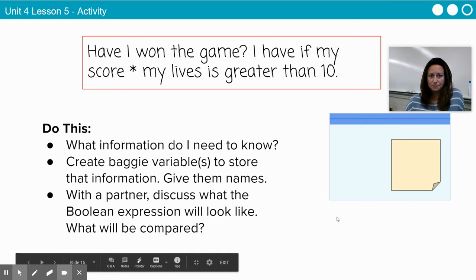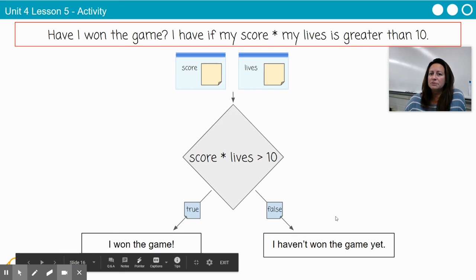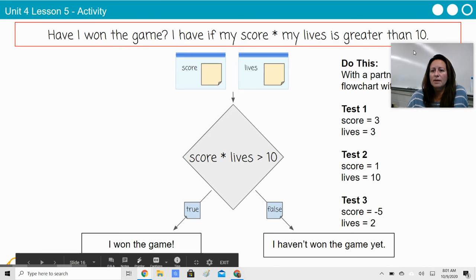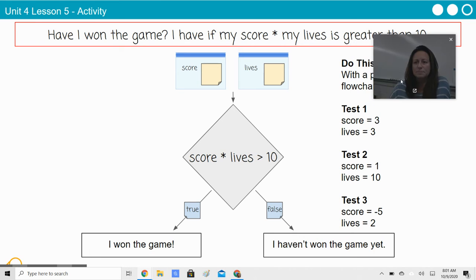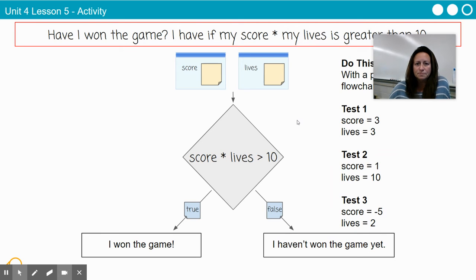Think about it. You kind of need two variables. You need score and lives. Let's look at an example. The first test case, score is 3 and lives is 3. Score times lives, in that case, is 9. So we would replace score times lives with 9. 9 is greater than 10. Turns out to be false, so I haven't won the game yet.